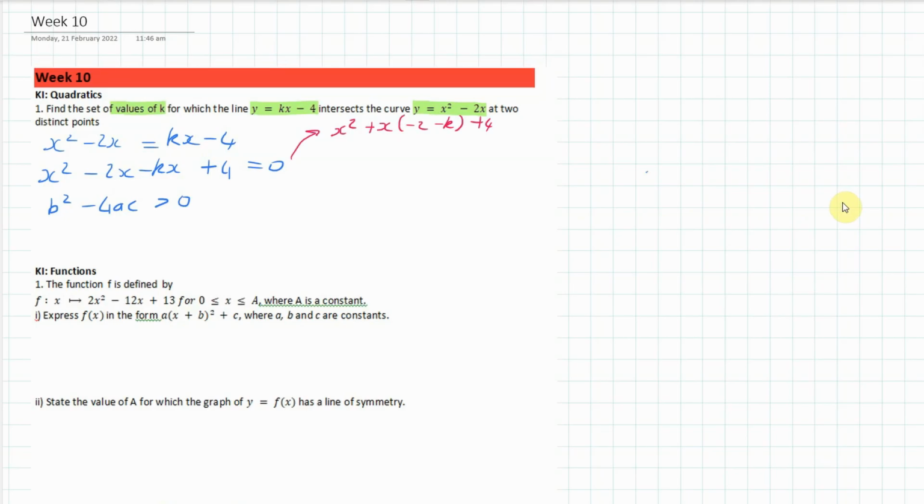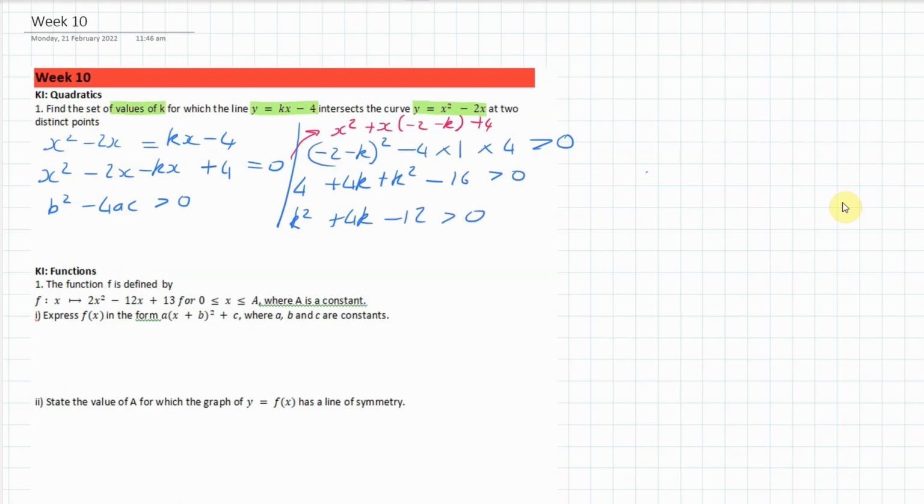And now you can kind of see what we need to do here. So b squared is going to be minus 2 minus k, and we're going to square that, minus 4 times a. Now a is 1 in this case, and then times c, which is positive 4. And this has got to be greater than 0. So when we expand that first bracket, we get positive 4, positive 4k, positive k squared. Minus 16 is greater than 0. Now let's just gather everything together. So we get k squared plus 4k minus 12 is greater than 0.